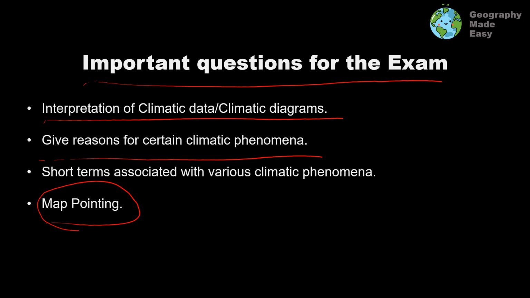So write down HP over a high pressure area in winter. Very common question, has been asked several times. Write down LP or mark the low pressure area in the summer season. Where will they occur? We have the two low pressure areas, one in the Thar Desert, the other in the Tibetan Plateau. So these kinds of questions can be asked from this chapter.